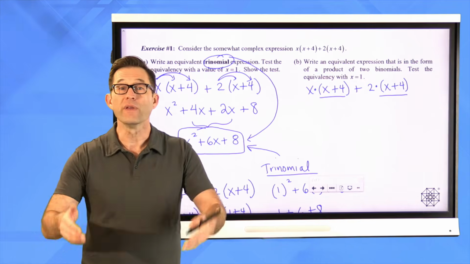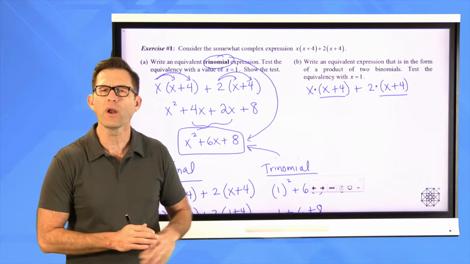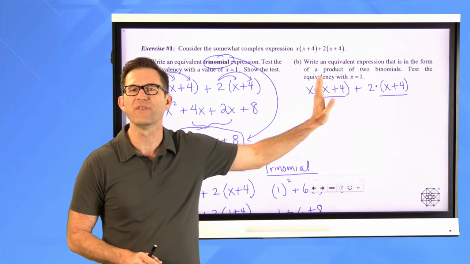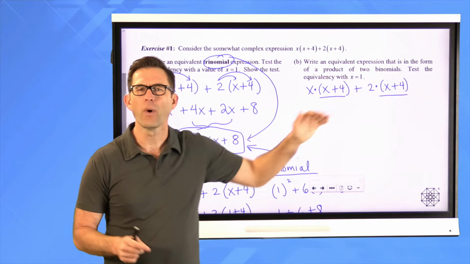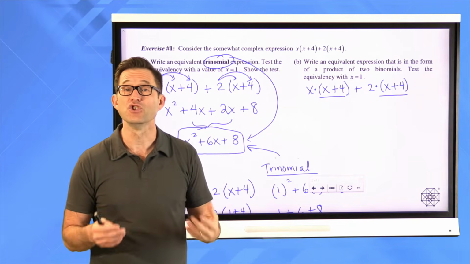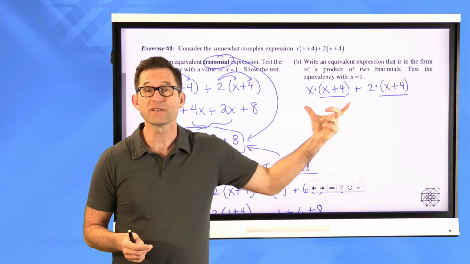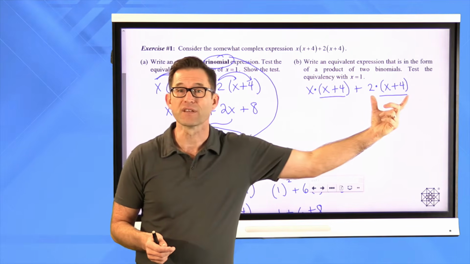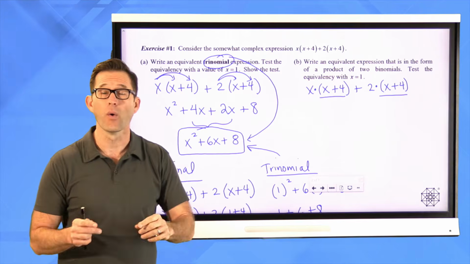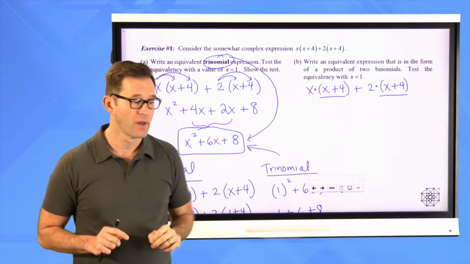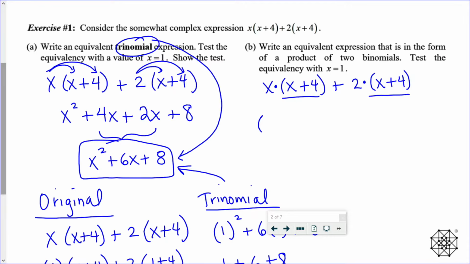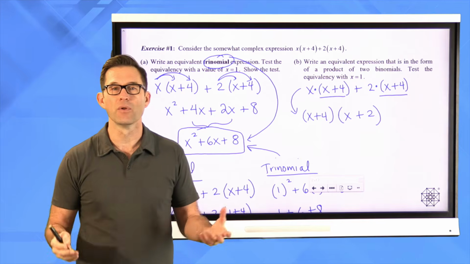We can now reverse the distributive property. I want to look at this x plus 4 as if it's a single thing. I want to treat it as the GCF of this expression and this expression. And in fact, I can factor it out. I can rewrite this as x plus 4 times x plus 2.